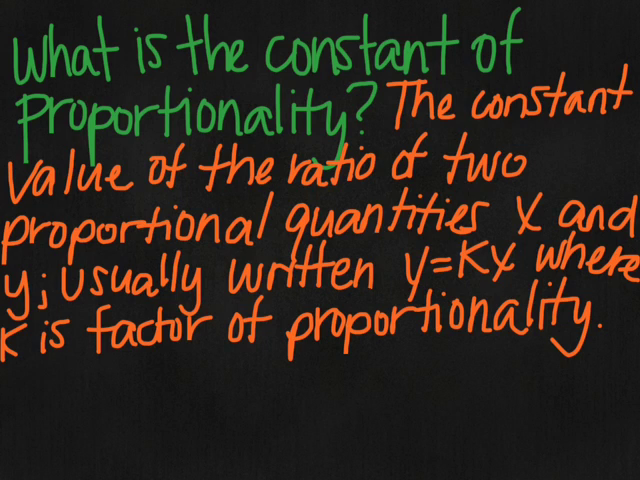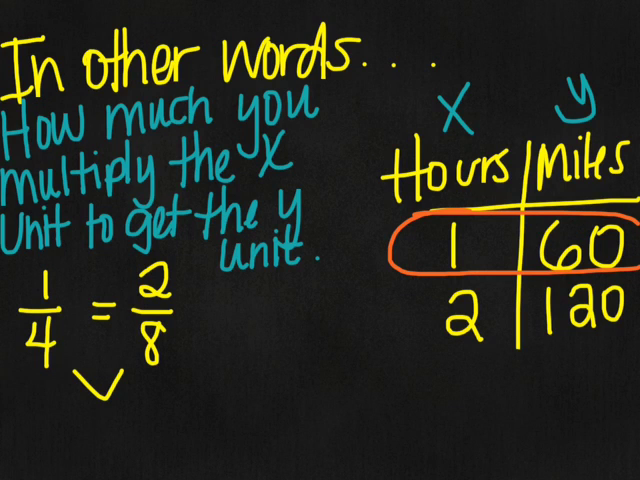I don't know about you, but when I read this, this is how I feel. I feel very sad and worried because I really don't understand a lot of the things that are being said here. There's a lot of confusing words, and I think that I'll understand it better if I make up my own definitions. In other words, how much you multiply the x unit to get the y unit. That's the constant of proportionality, that number that you multiply one unit by to get the other unit.